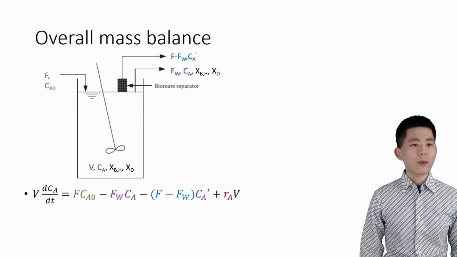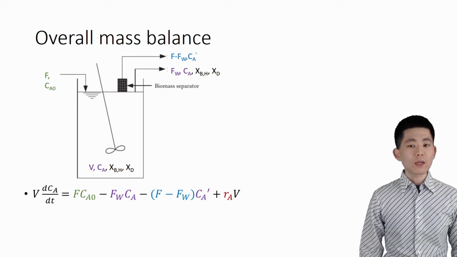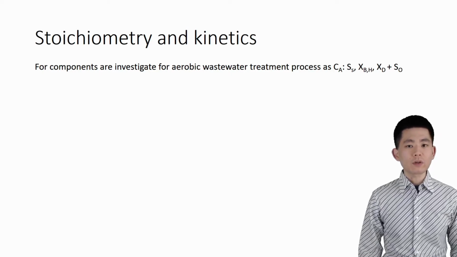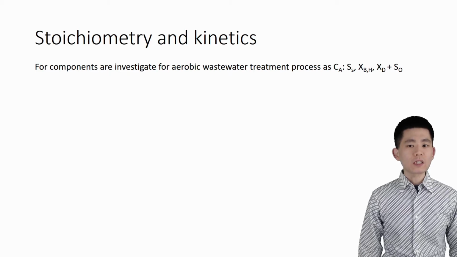Recall the generic form of mass balance. The accumulation rate of component A equals its feeding rate through influent minus its vacating rate through the liquid effluent minus its wasting rate through the wasted solids plus the reaction. In the simple setup of aerobic biological treatment of one soluble substrate with one type of biomass, the component A can be substrate concentration SS, biomass concentration XBH, and debris concentration XD. We are also interested in the oxygen needed for the reaction, SO.